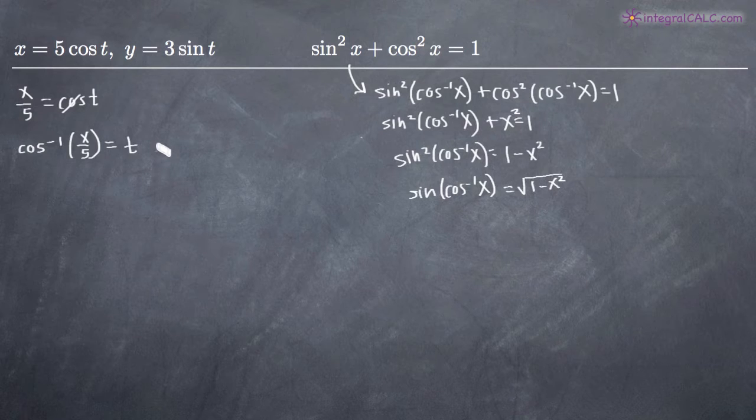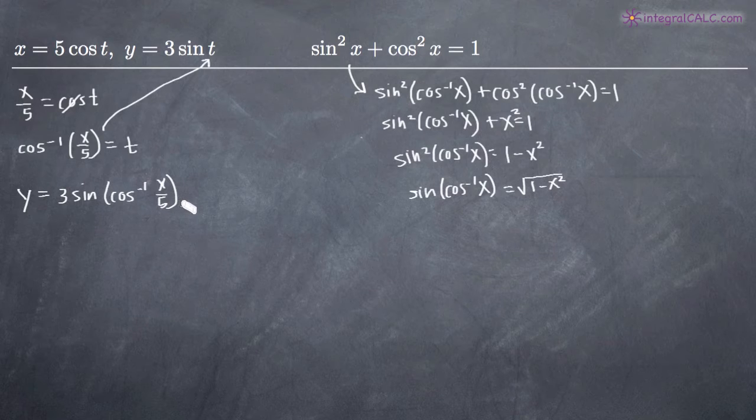So now that we have t defined as the inverse cosine function of x over 5, we can plug this in for the t variable in the y equation. So we'll get y equals 3 sine of cosine to the -1 of x over 5. And as you can see, we've now eliminated the parameter because we have no t variables involved in our equation. We just have x and y.